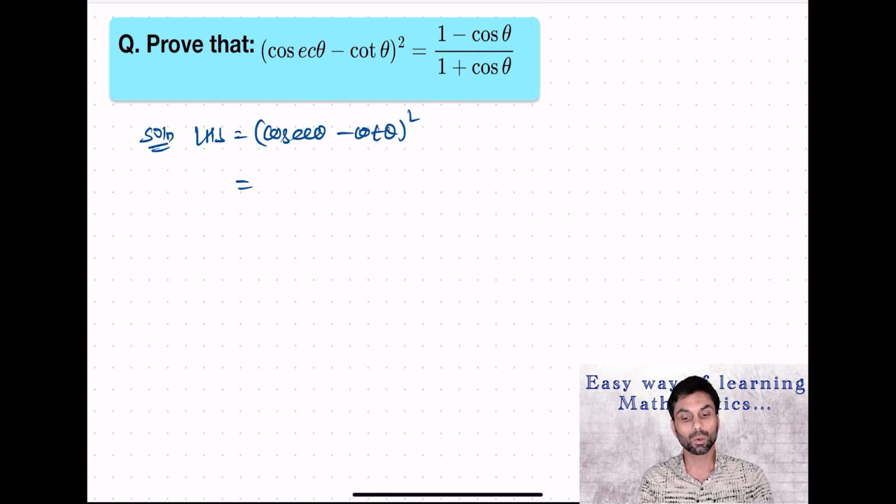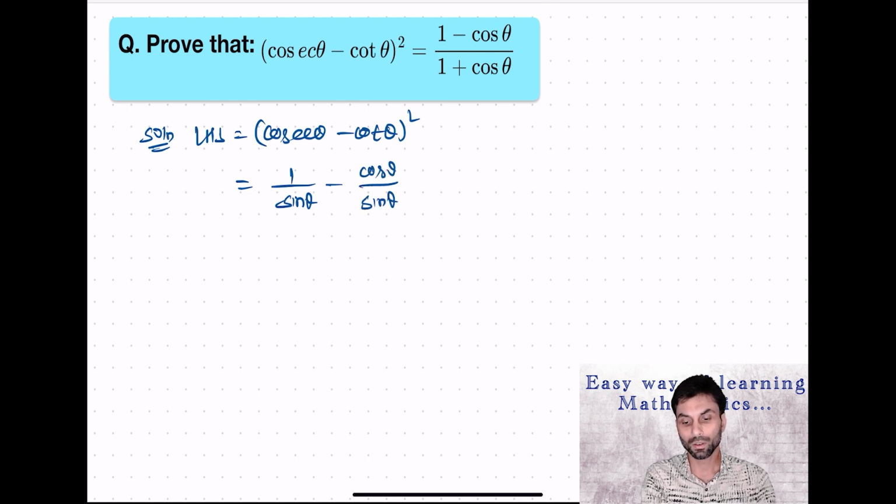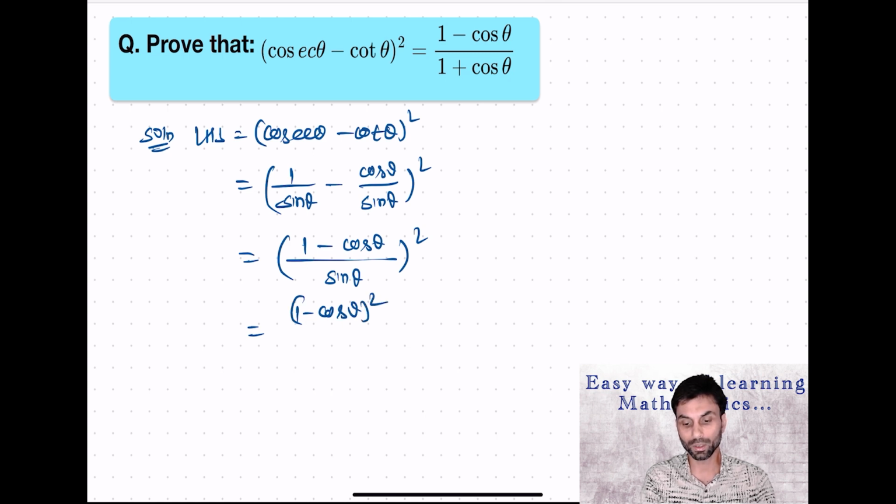So we'll convert cosec theta and cot theta in terms of sine and cos. Cosec theta can be written as 1 upon sine theta, and cot theta can be written as cos theta upon sine theta, whole square. Take LCM, we'll get sine theta in the denominator, and the numerator will be (1 minus cos theta) whole square. Now we can write it as (1 minus cos theta) whole square upon sine square theta.